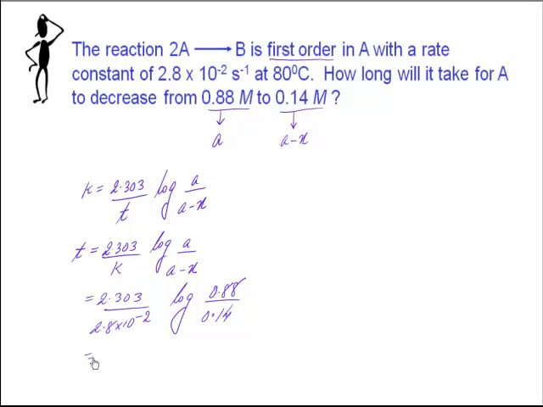So if we substitute this, we'll get an answer of 17.762 and the unit will be seconds. The unit is seconds because the unit of rate constant is given as second inverse. Suppose the unit of rate constant was minute inverse, then I would have written the unit of this answer as minutes.